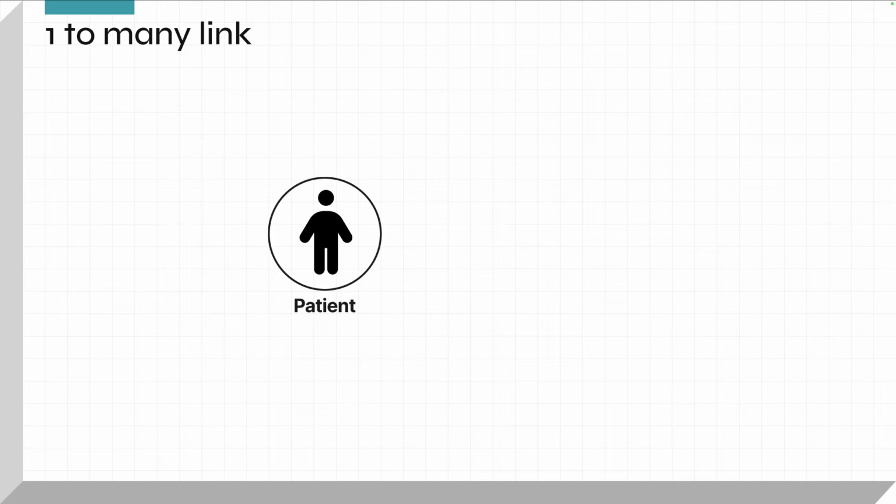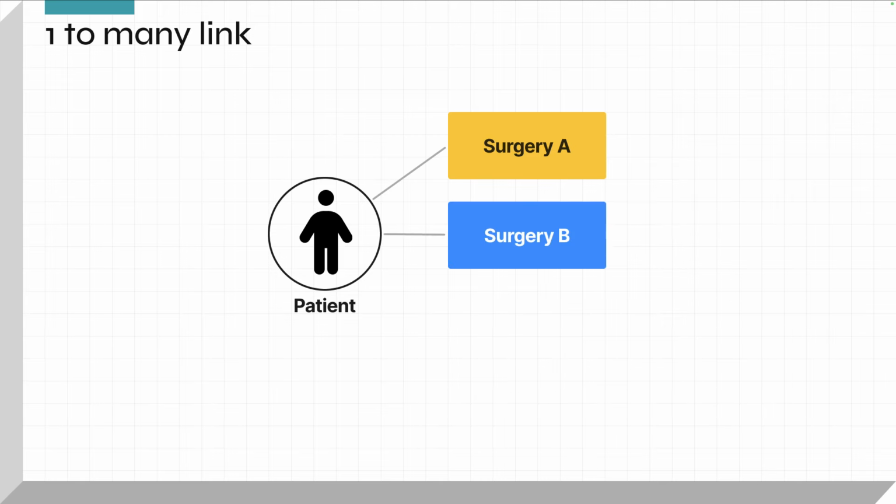We have a patient, and a patient can have a surgery, surgery A. Keep in mind, though, that a surgery is an instance of a treatment, where a treatment would be something like a knee surgery. So a surgery is specific to a patient, specific to a time. A patient can also undergo surgery B. Again, surgery B is specific to this patient and specific to a time. A patient can also undergo surgery C.